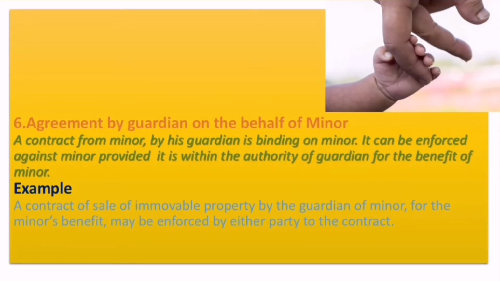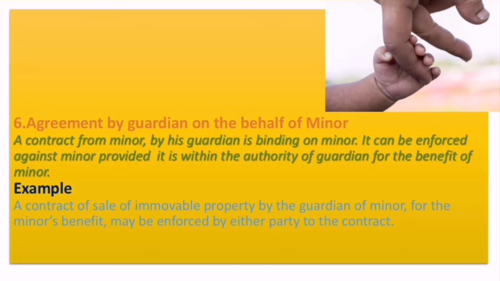The next one is agreement by guardian on the behalf of minor. A contract made for a minor by his guardian is binding on the minor. Once again, an agreement made by a guardian for the minor on the behalf of the minor is binding. It can be enforced against the minor provided it is written or within the authority of the guardian and for the benefit of the minor.